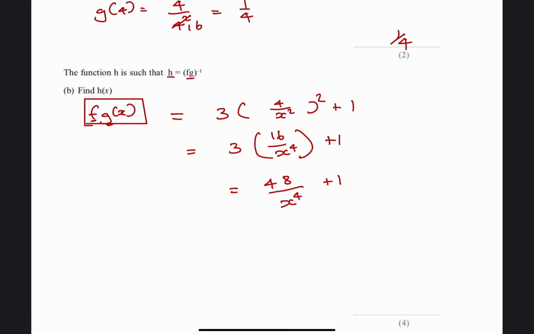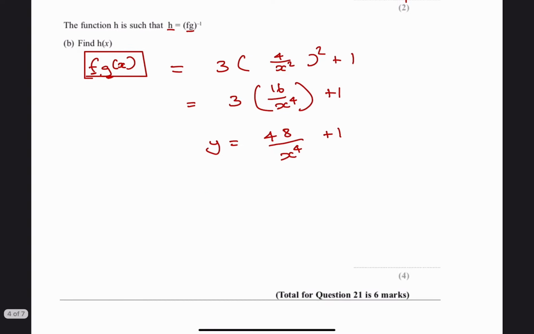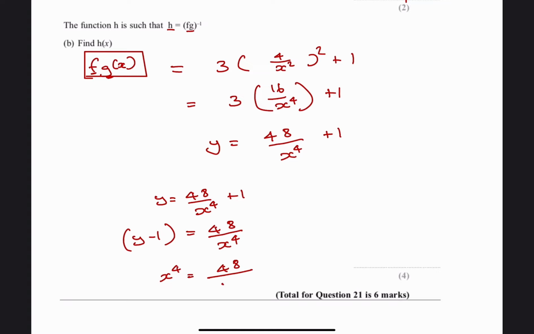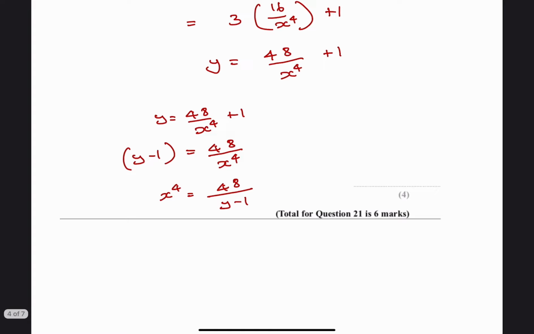But h is actually fg inverse, so I need to do an inverse of this. How to do an inverse of this thing? Let's assume this is y equals. How to make an inverse? You make the x the subject. Let's see how that works. So you got y equals 48 over x to the power 4 plus 1. Move the plus 1 to the other side because you're trying to make the x the subject. y minus 1 equals 48 over x to the power 4. We can swap the x to the power 4 with that one, so x to the power 4 comes here, 48, and on the bottom you get y minus 1. If I keep doing it, x is equal to the fourth root of 48 over y minus 1.